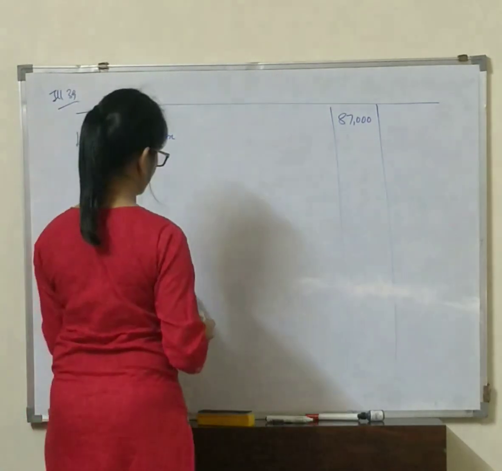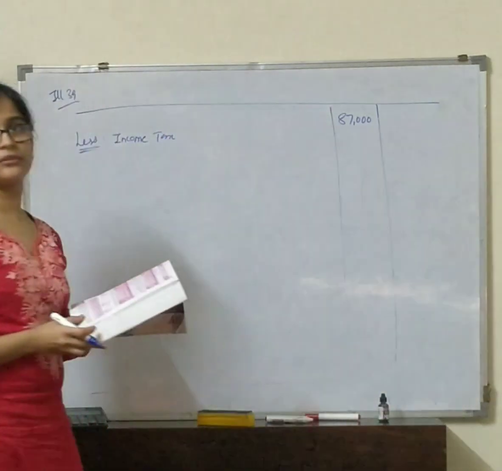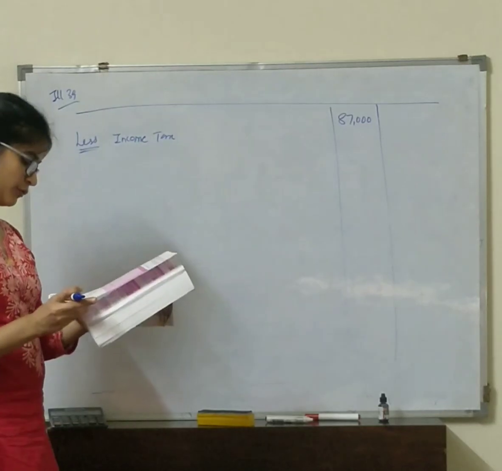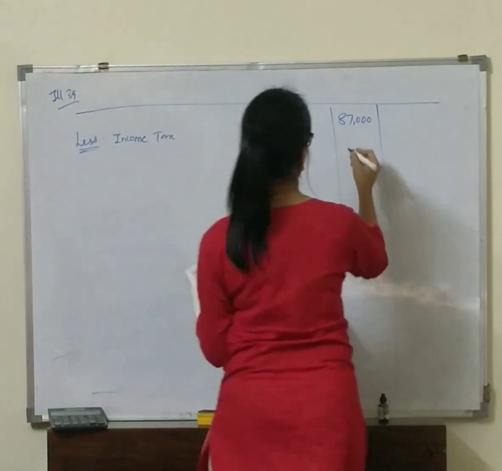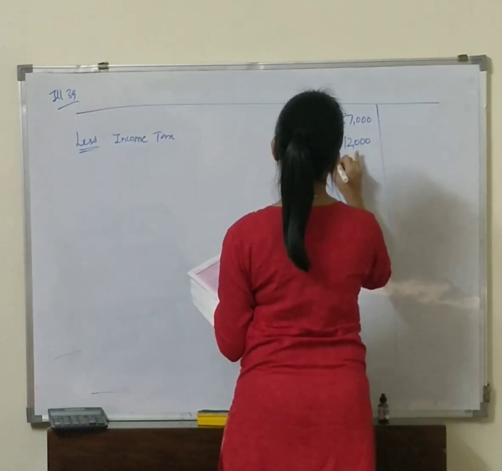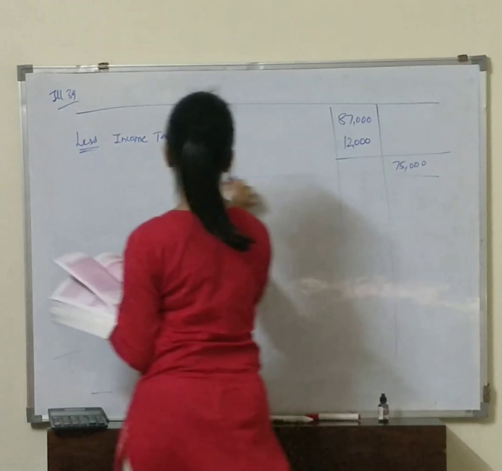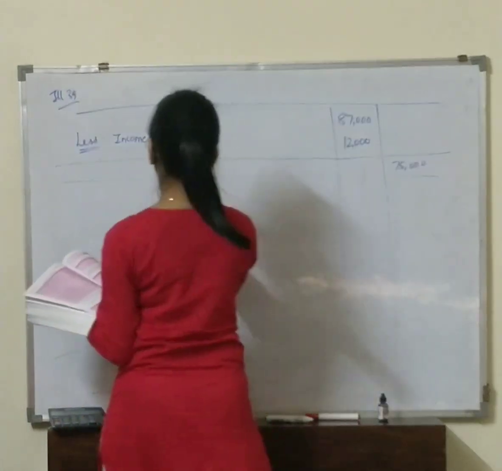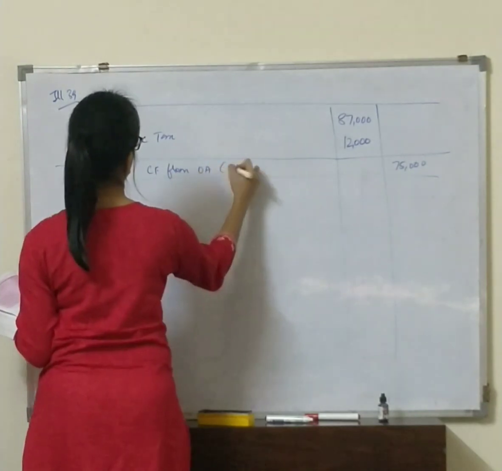Income tax is last year's provision for taxation, which has been given in the balance sheet. Just see your balance sheet. We have provision for taxation for the previous year. The current year we have added to our net profit. So it will be 12,000. We get 75,000. So 75,000 is our cash flow from operating activities.